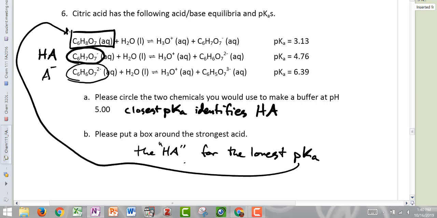The strongest one has the lowest pKa. Not a coincidence, it usually has the most H as well. But sometimes you'll compare different chemicals. So this is all the same chemical taken off protons, right? One after the other. Sometimes you'll compare unrelated chemicals, and then you want to go with the pKa. The pKa is what you will always work for. So I recommend that.